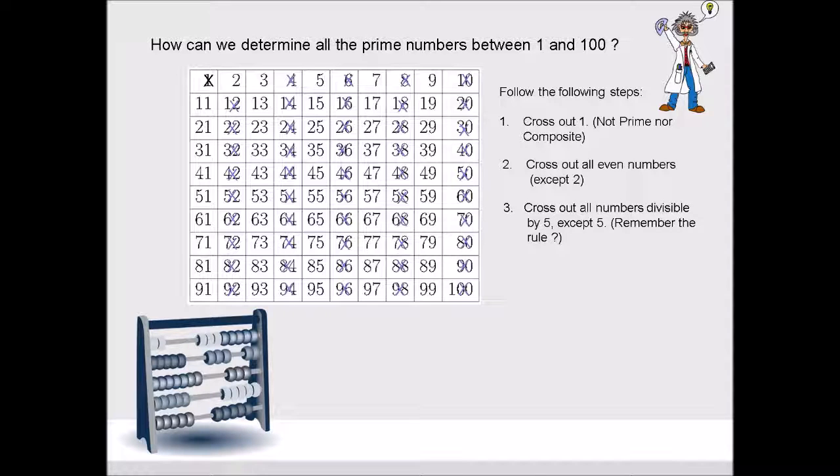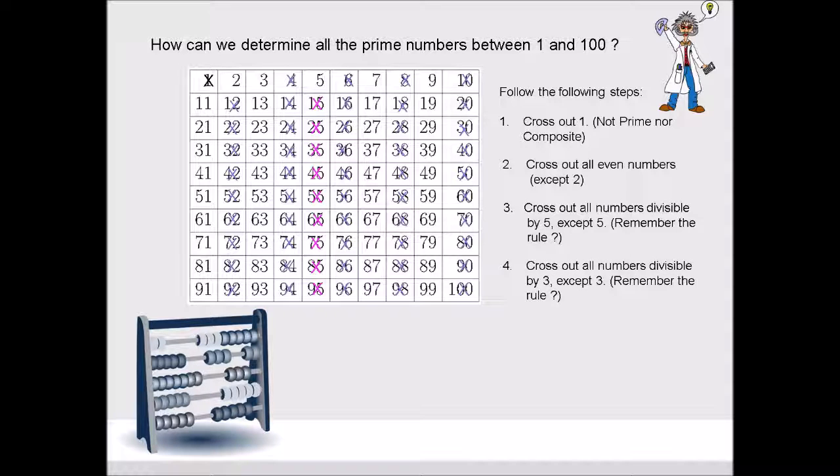The next one, we're going to test first for 5 because it's very easy to determine divisibility by 5, because if it ends in 5, then that number can be divided by 5. Again, we just exclude 5 from scratching out. So we scratch out now all the numbers that are divisible by 5, the pink crosses cross them out.